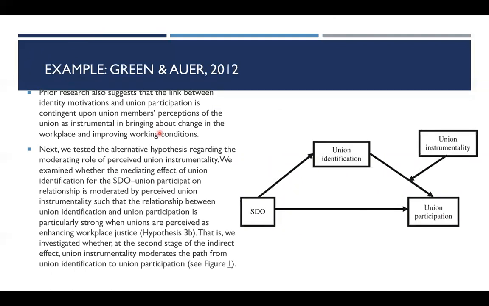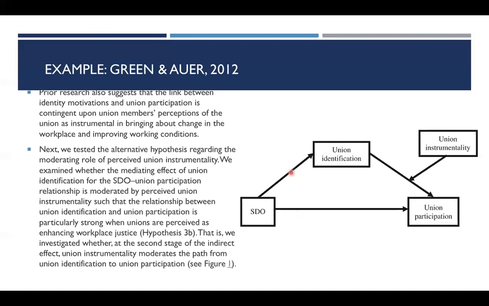So we examined whether the mediating effect of union identification for the SDO union participation relationship is moderated by perceived union instrumentality, such that the relationship between union identification and union participation is particularly strong when the unions are perceived as enhancing workplace justice. So the unions have a really special role to play. That is, we investigated whether at the second stage of the indirect effect, union instrumentality moderates the path from union identification to union participation. When you're doing a conditional process analysis, you basically take the mediation and you can throw in a moderator on any of those paths.